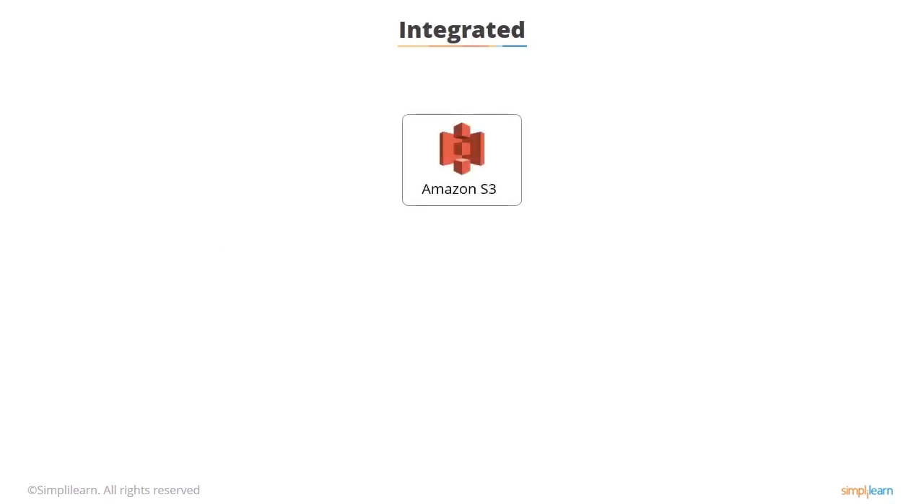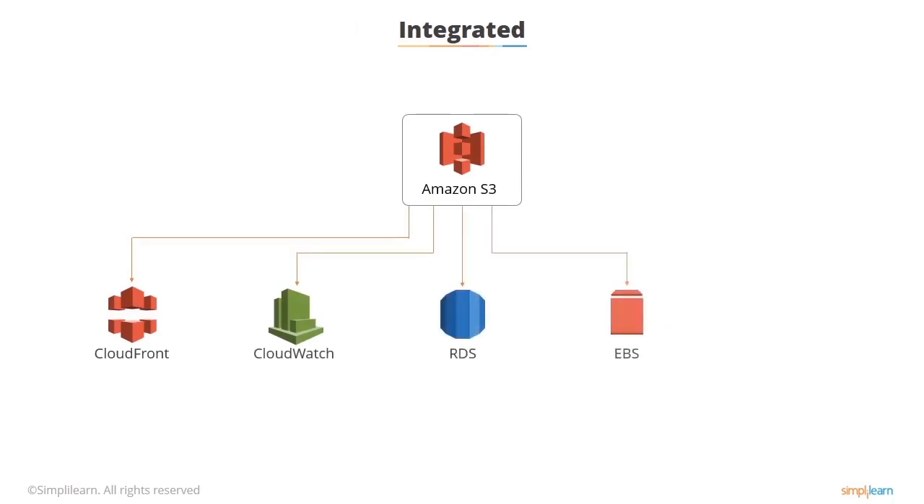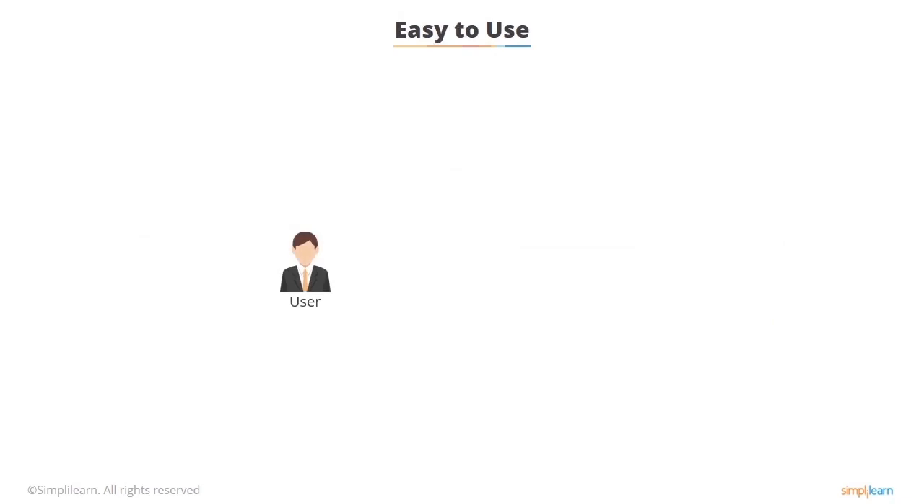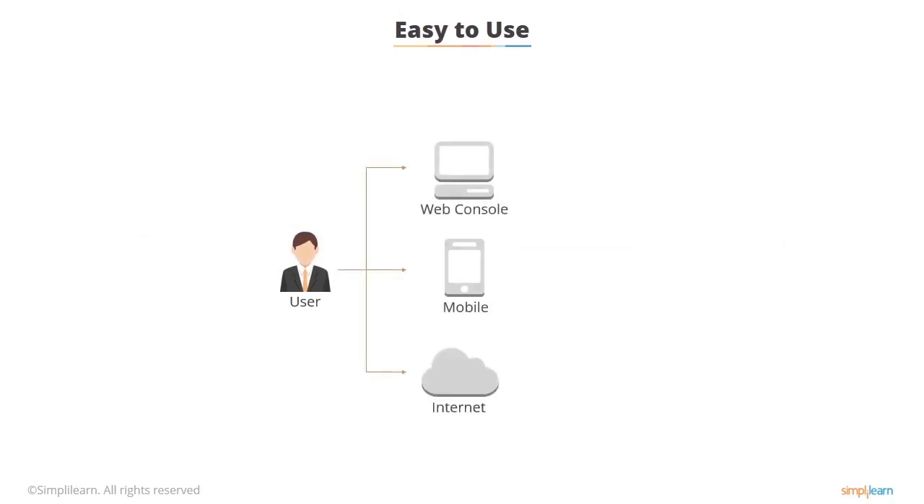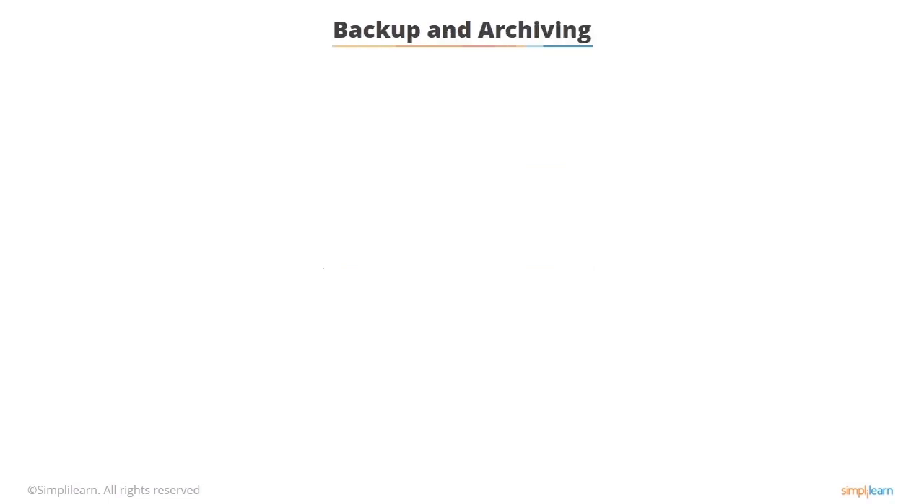Amazon S3 is also fully integrated with many AWS products, such as CloudFront, CloudWatch, RDS, EBS, Lambda, etc. It's also really easy to use and has multiple connectivity options. You can use the Web Console, the Amazon Web Services command line interface, there's a mobile application, or you can use APIs or the Software Developer Kit.